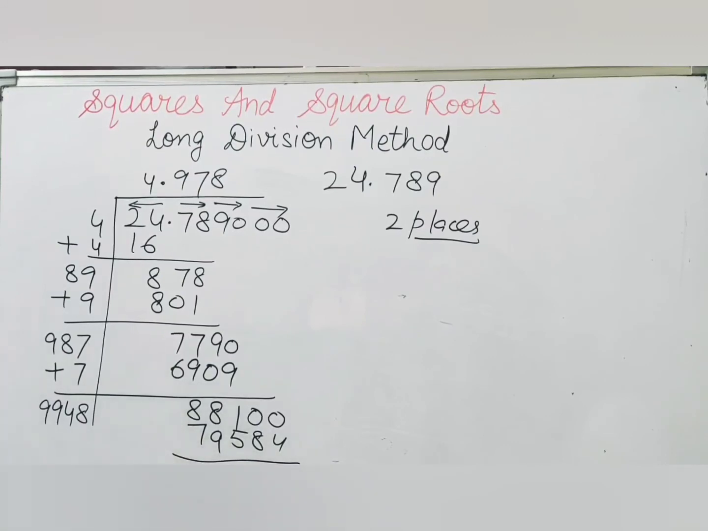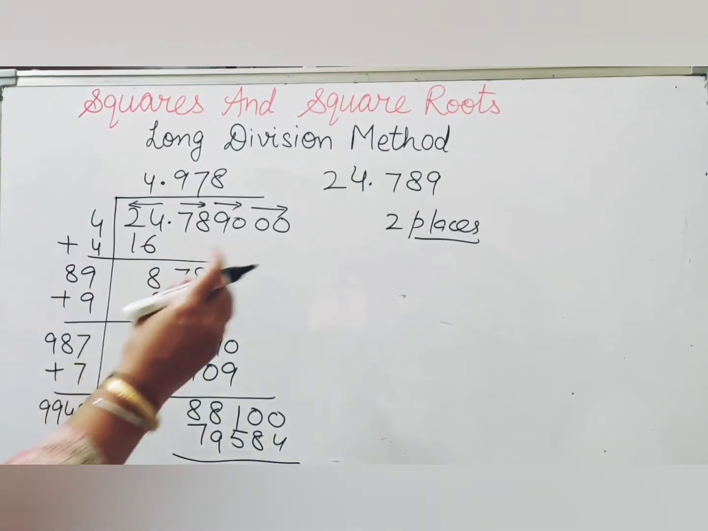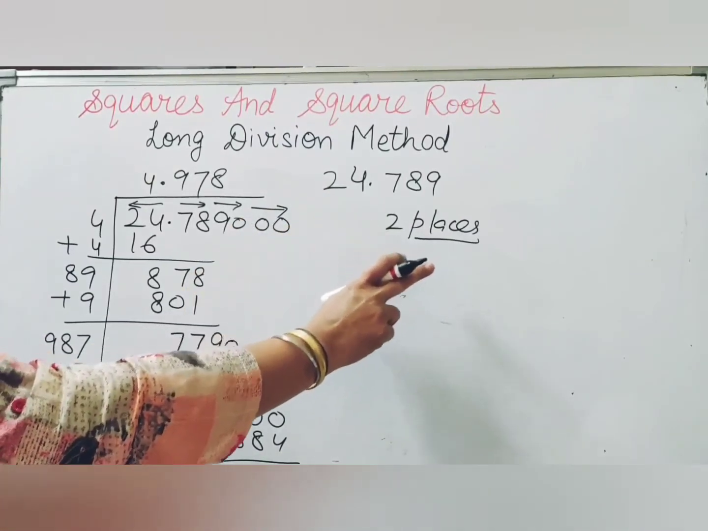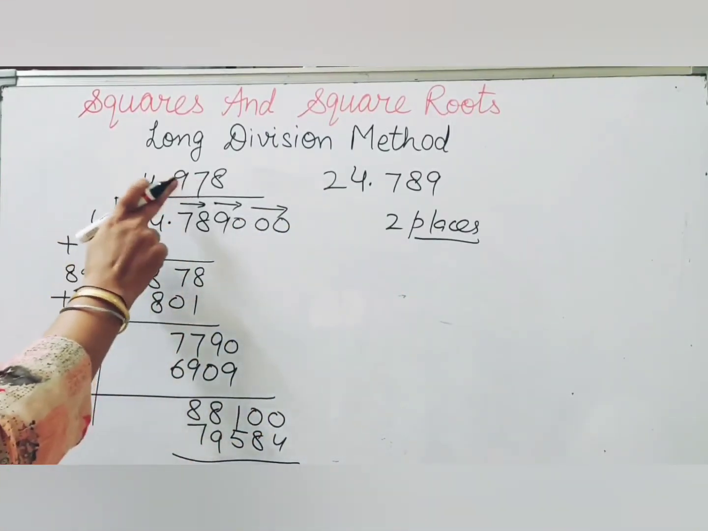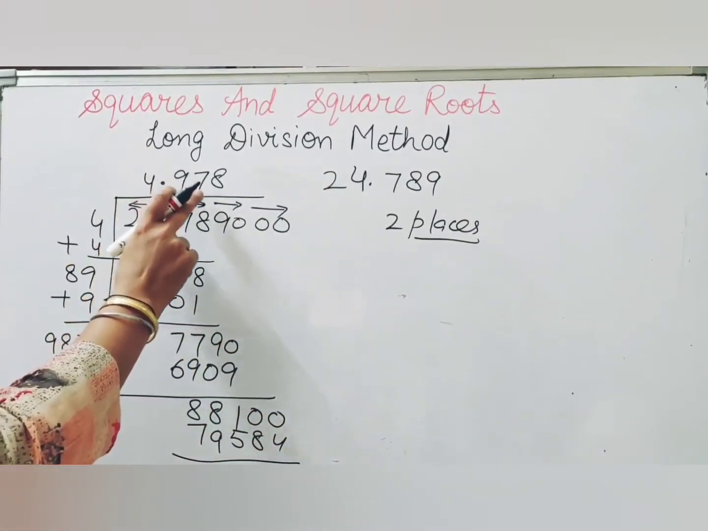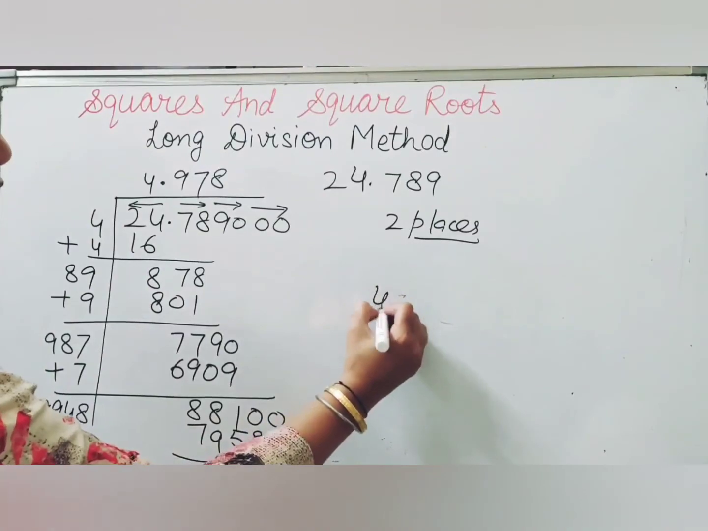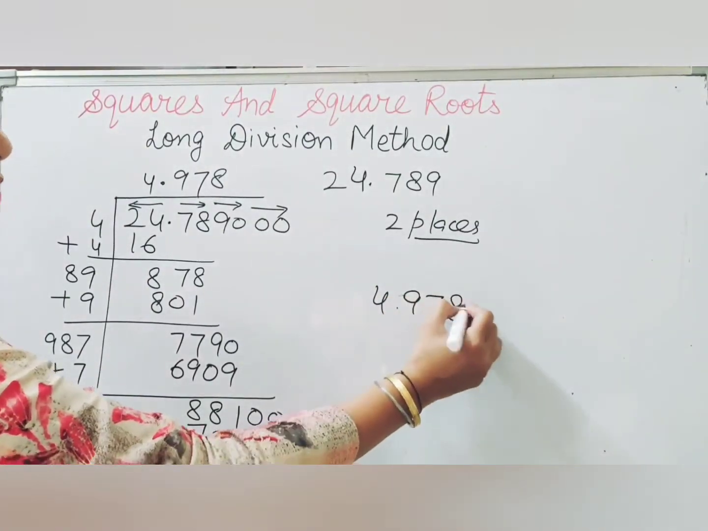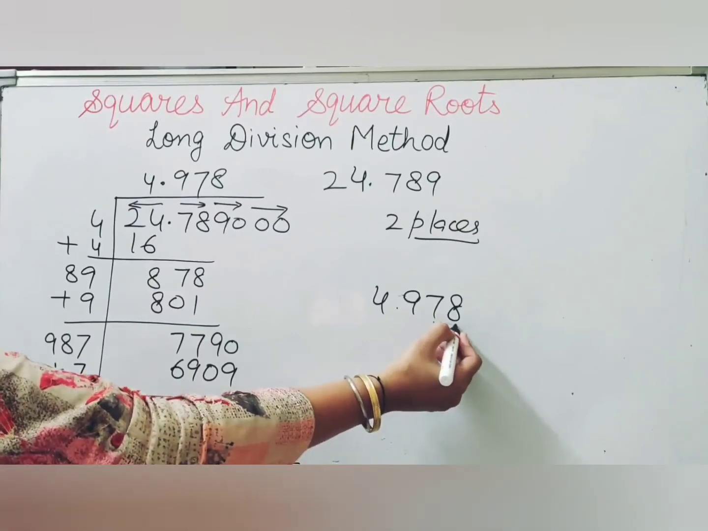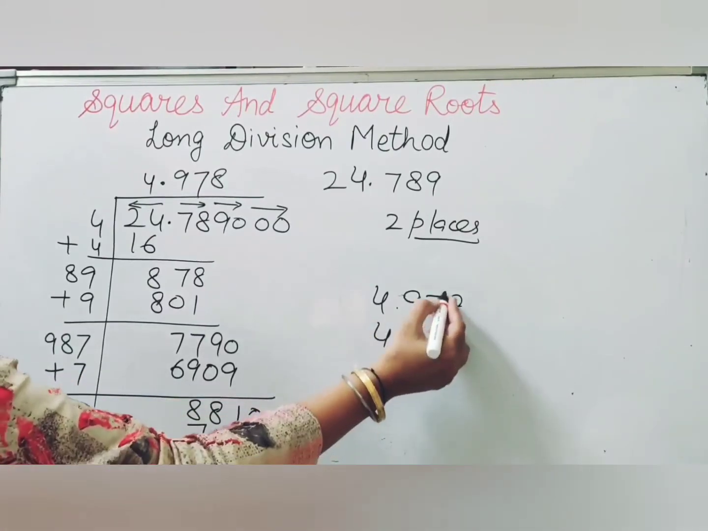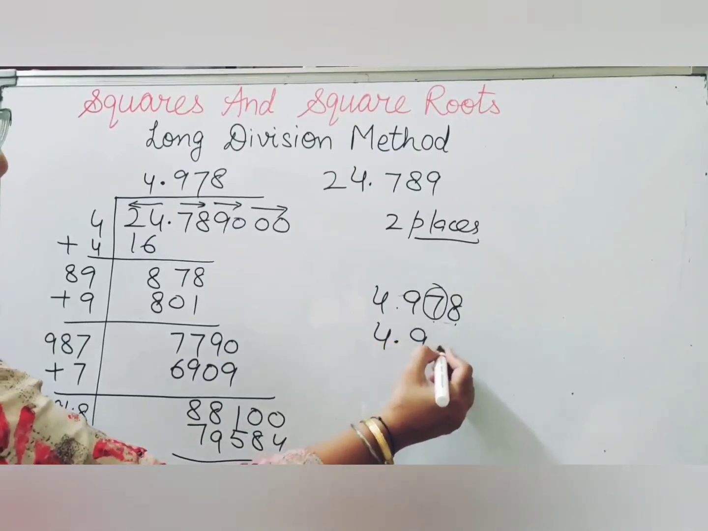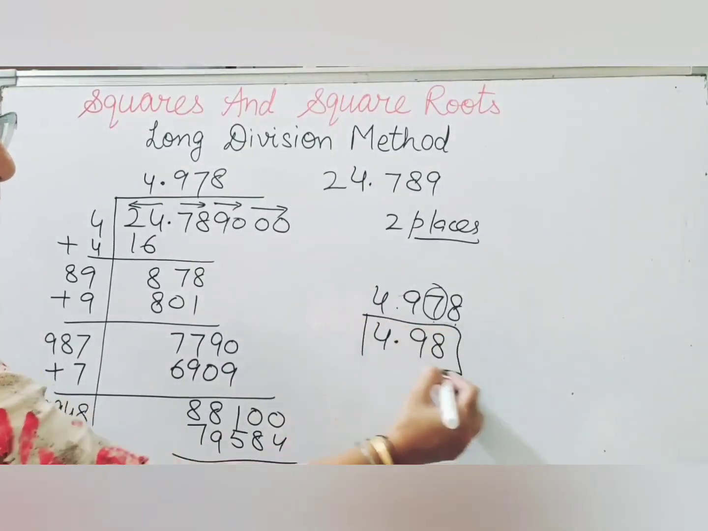And students, now the question was to find the square root of this number correct to 2 places of decimal, and we have found 3 places. Now round it off to 2 places of decimal. 4.978. You know how to round off to 2 places of decimal. The third place is more than 5, so we will increase the preceding number by 1. Then it would be 4.98. This would be the answer.